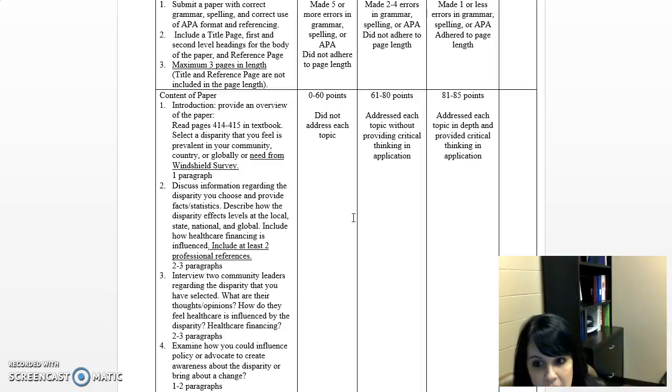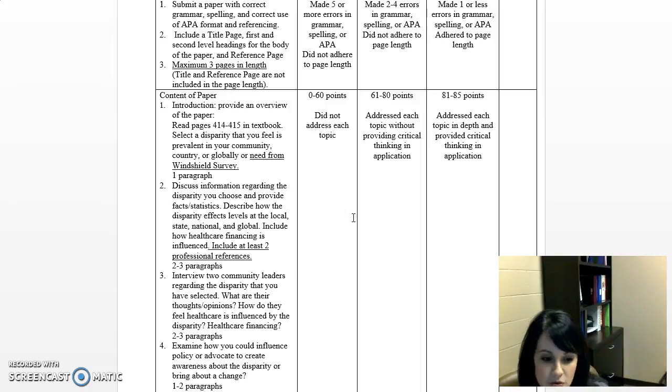I also want you to include how healthcare financing is influenced. For unemployment, if there are a lot of people unemployed, obviously they're not going to have health and medical insurance. So how does that play into healthcare financing and healthcare reimbursement? Looking at those aspects, even if you select tobacco or alcohol use, how does that affect financing?